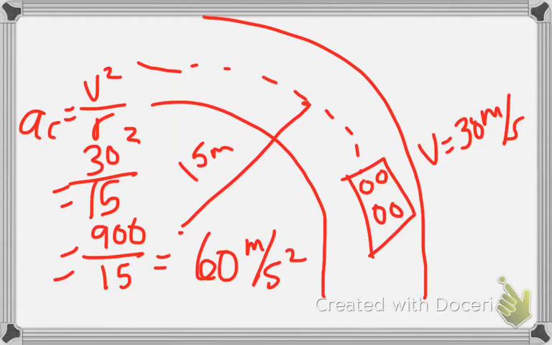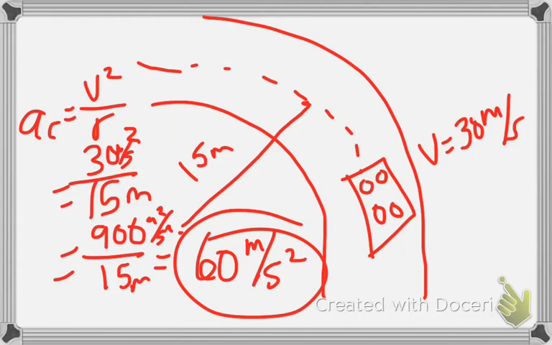How does that work out? Well, this is a meter per second that gets squared. This is a meter. So you have meters squared per second squared divided by meter, and it does actually work out to have the same units as acceleration. So that is our acceleration.